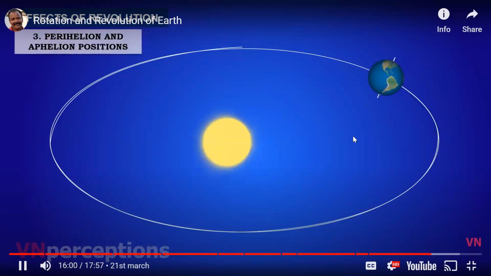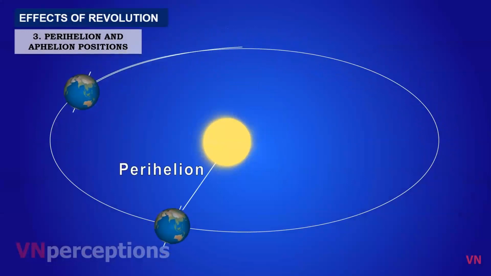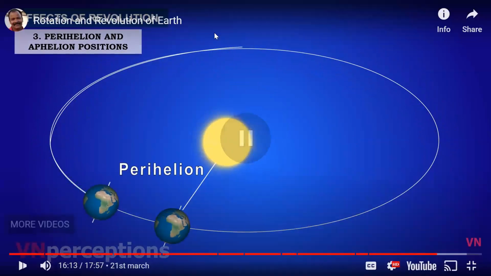Then, as the earth is revolving around the sun, there are times when the earth is closest to the sun, and this position is called perihelion. And when it is furthest from the sun, I will keep it very simple. Perihelion, when it is closest. Aphelion, the A is for away from the sun. So now aphelion will be very far.